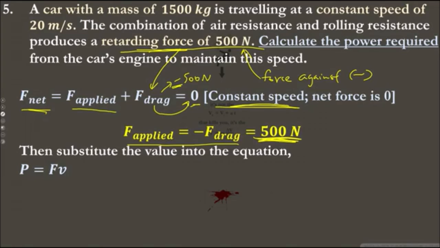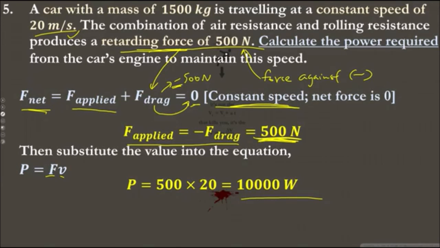All we do now is put in force times velocity. So the force is 500, velocity is 20, and I get 10,000 watts of energy being used for our car to maintain the speed.